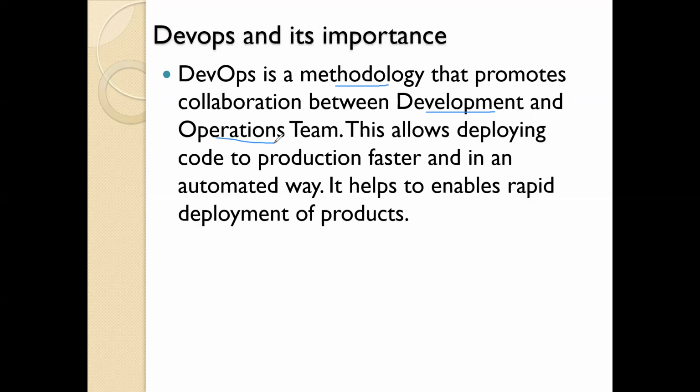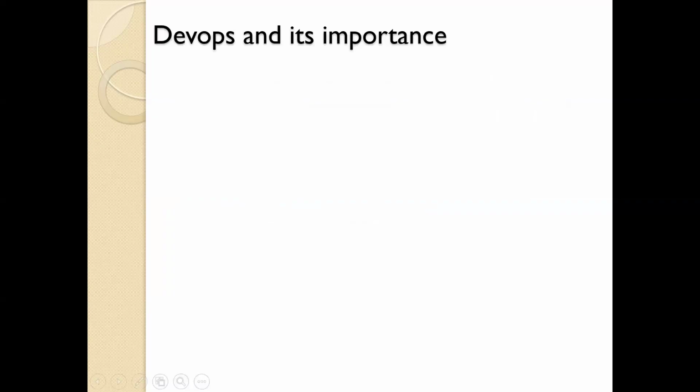If you follow that methodology, it will improve the coordination and collaboration between the development team and the operations team. This allows deployment of code into production much faster and in an automated way. When this collaboration is improved, you can deliver products much faster, and you can automate the software development lifecycle. As you know, nowadays automation has a lot of importance. Without any human intervention, you can move the application to production. You can move changes to production much faster, which enables rapid development of products. That's what we want. All the clients want applications to be delivered at a much faster rate, and DevOps helps to achieve it. Got it? DevOps and its importance.